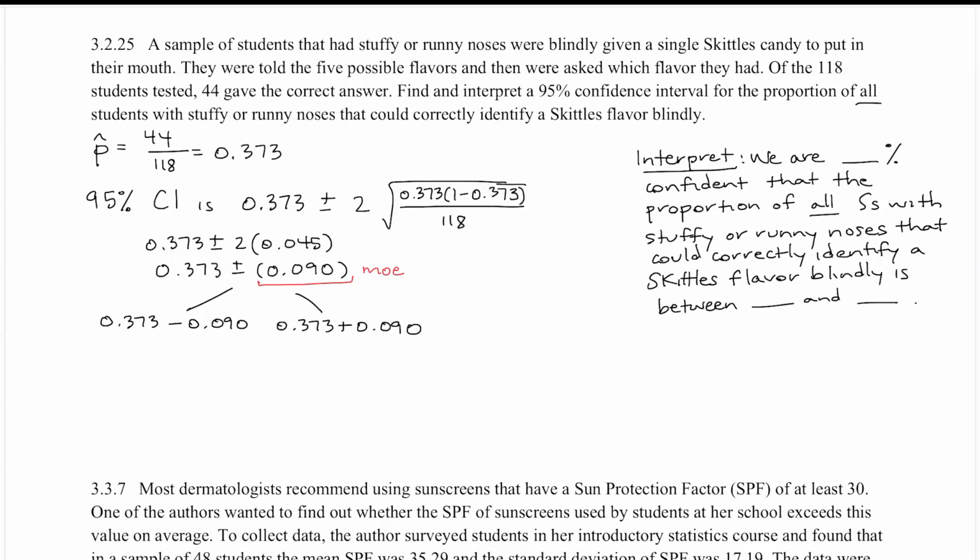So first we're going to do 0.373 minus 0.09, and then we're going to do 0.373 plus 0.09. And again, pause the video and do this for yourself on your own calculator. When you do the subtraction, you should get 0.283, and when you do the addition, you should get 0.463. And that is our 95% confidence interval.